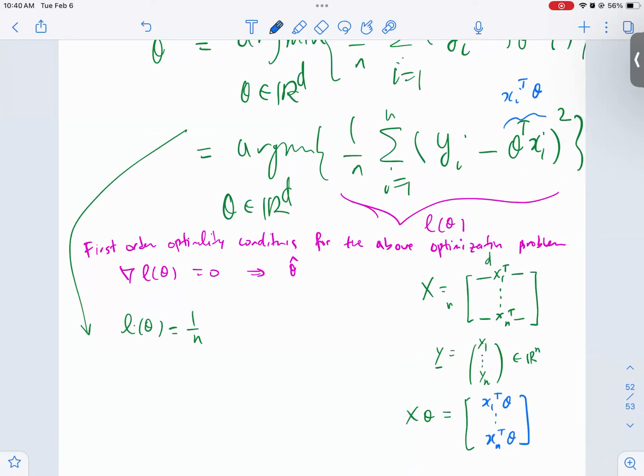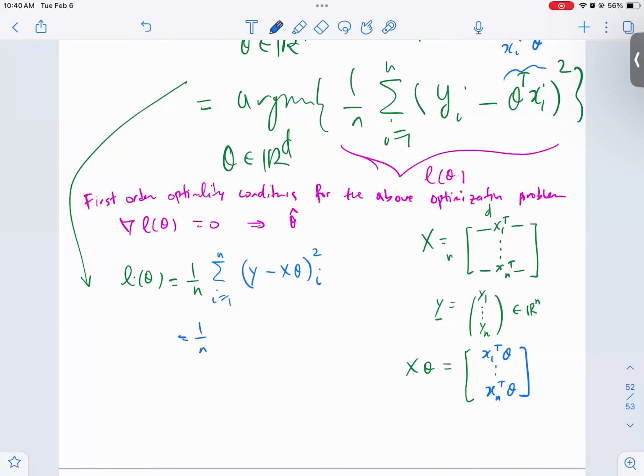So basically, it's just going to be the summation i from 1 to n of the vector y minus x theta, the ith coordinate squared. If you know the notation of the norm, this is y minus x theta, the L2 norm squared. Okay, so the L2 norm squared is the sum of the squares of the elements. So that's the simple way of writing this.